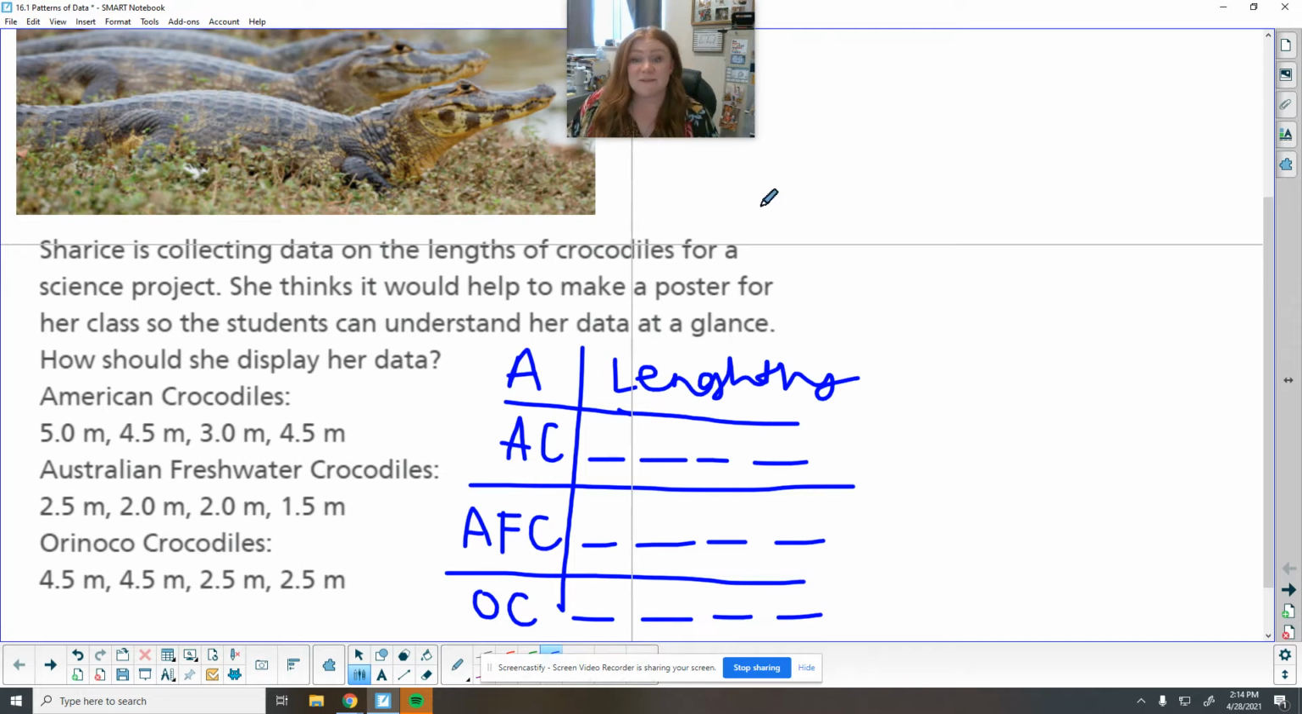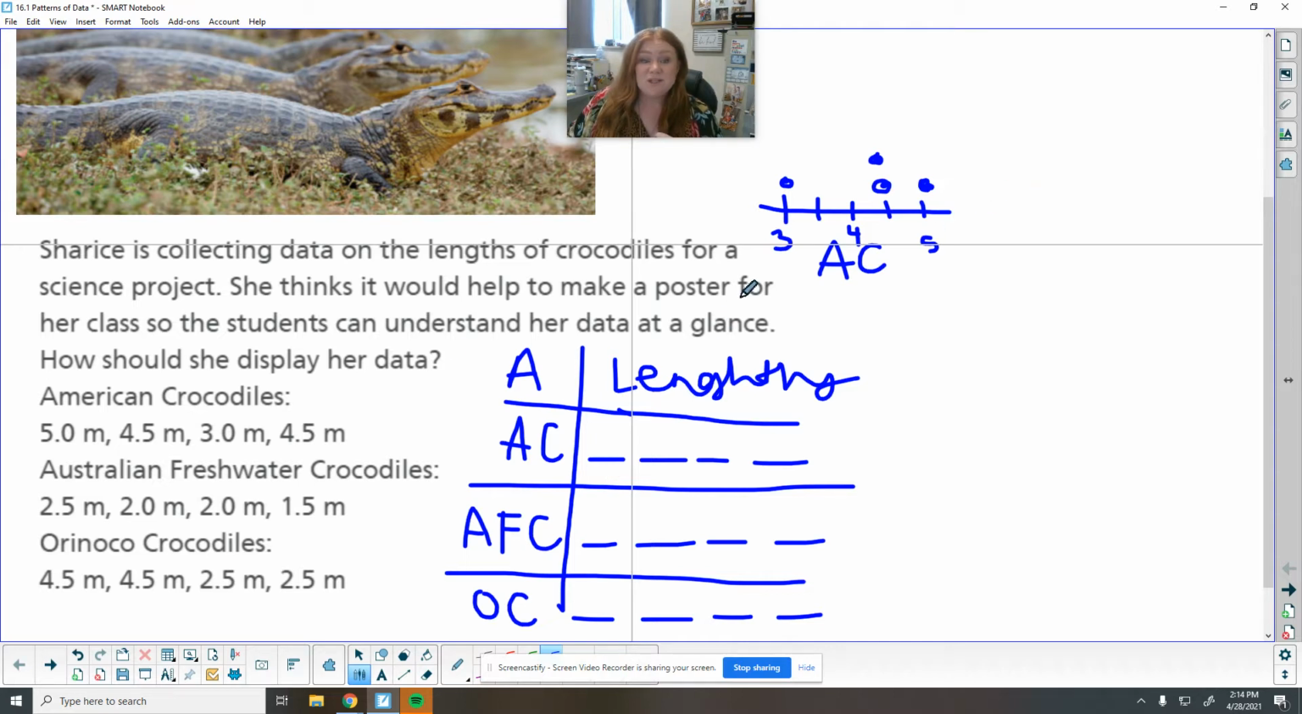We could do different types of graphs. We could make a dot plot. I could say these are my American crocodile lengths, starting from 3 and then 3.5, 4, 4.5, and 5. I've got one that's 5, one that's 4.5, one that is 3, and another 4.5. So I can see it's pretty common to have a 4.5 American crocodile or even bigger than that. This one is a little bit on the smaller side. I like putting them in dot plots. It helps organize it and helps me visually see what I have and if it's not fitting in with the rest of them.